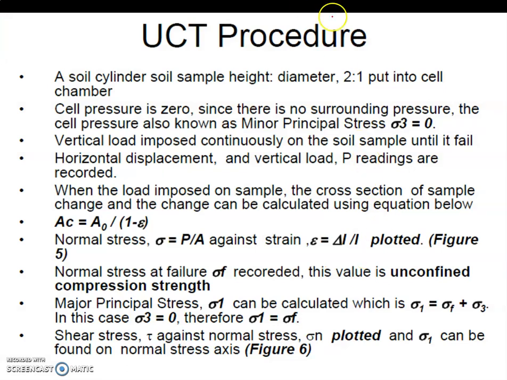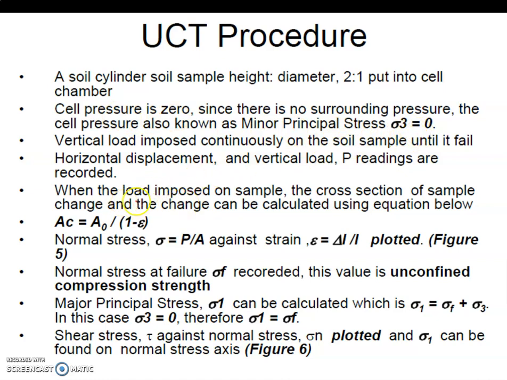And this is the procedure. At the least, we need to prepare a soil sample. The soil sample is usually taken from the field. We sometimes need to trim the soil and make it into a smaller cylinder with a height to diameter ratio of 2 to 1. And as the cell pressure is 0, the stress is free, so it is 0.